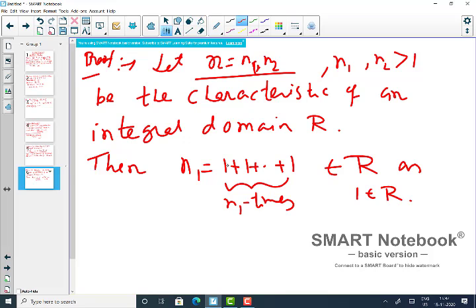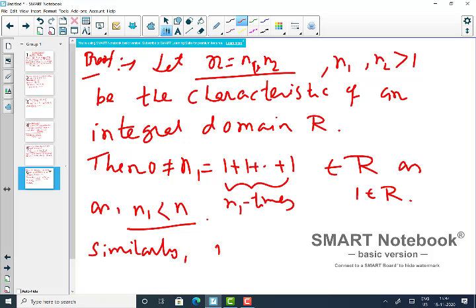Similarly, obviously you check that this cannot be 0, right? As n is the least positive integer, n is the characteristic, and n1 is less than n, right? And this can be possible only for n. Similarly, you have n2, which is also not equal to 0, an element of R, right? So R has two elements such that they are not equal to 0, right?